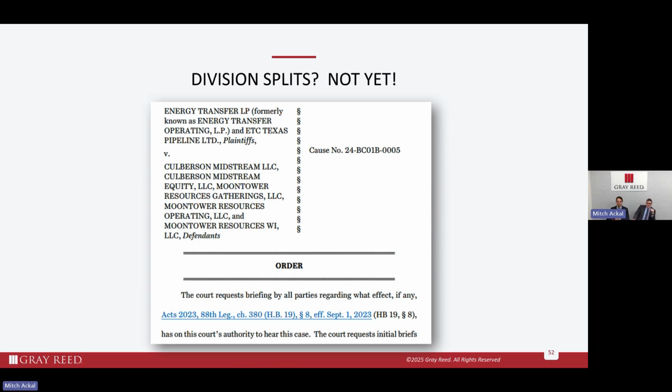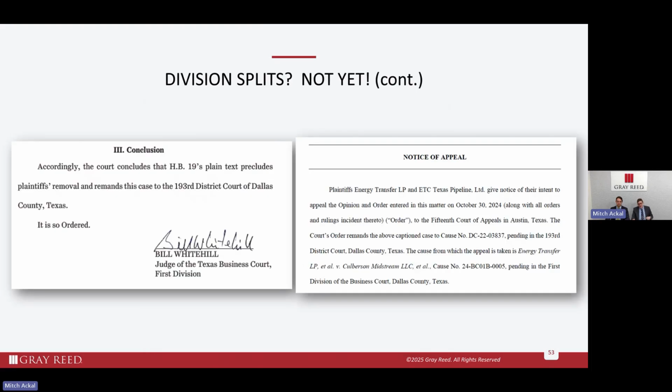And then, again, the same company, actually, Energy Transfer, one of the subsidiaries, raised the same issue, same argument in multiple divisions. And we were curious to see if there would be division splits. Not yet. Multiple divisions have now come down the same way on the same issue. They're all standing uniform. But again, they've been given the opportunity, at least, to diverge from one another and have so far declined to do so.